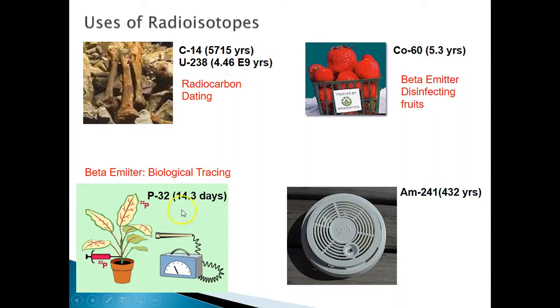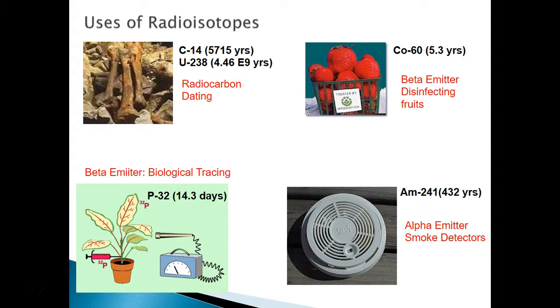Now we can see the half-life of phosphorus-32 is 14.3 days. You don't necessarily want something that's emitting beta particles inside your body because it can damage your organs, but since it's got such a short half-life, it doesn't stay in our bodies for too long, and so it's not really dangerous to us. Americium-241 is an alpha emitter, and that is used in smoke detectors.